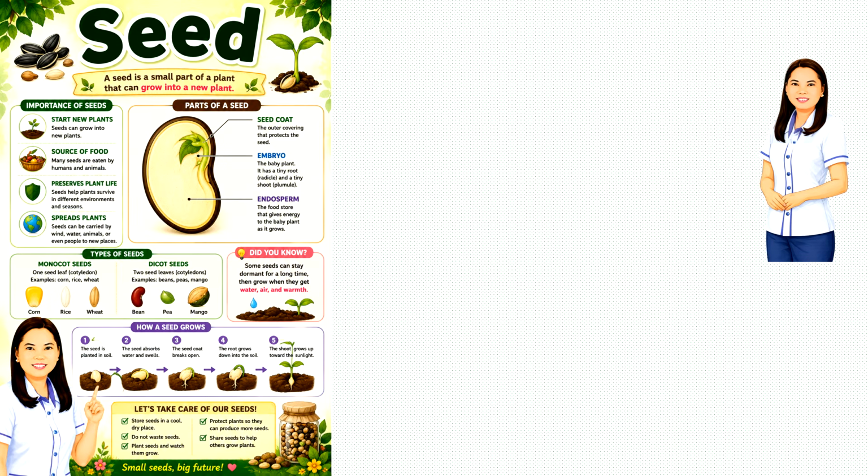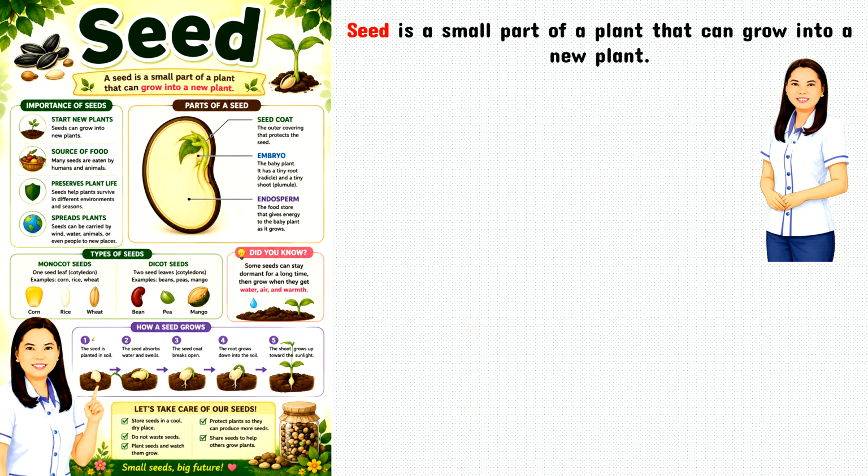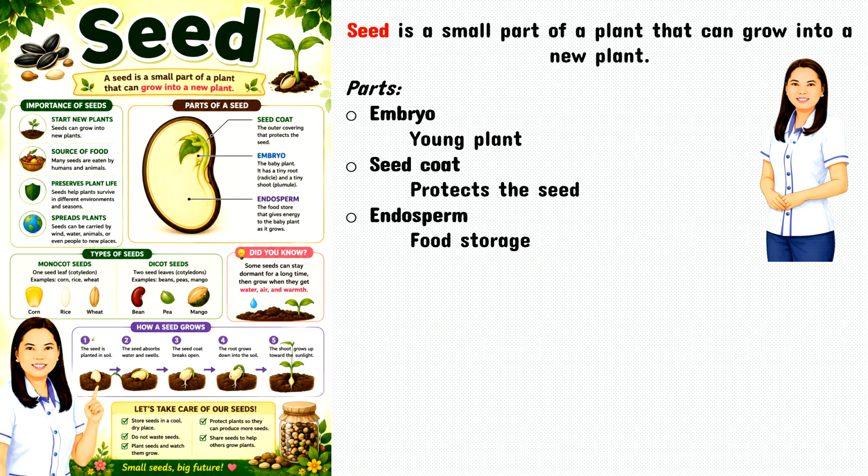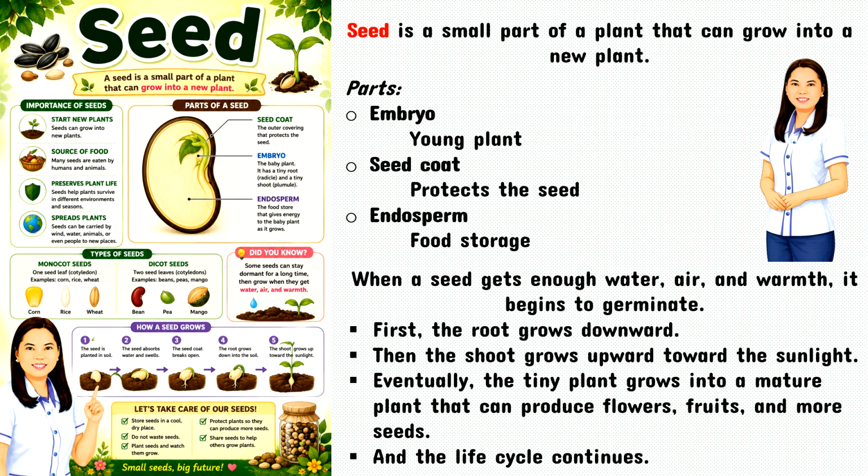Finally, let's study seeds. A seed is a small part of a plant that can grow into a new plant. A seed contains a tiny baby plant called the embryo. It also has a seed coat which protects the seed, and an endosperm which stores food for the baby plant. When a seed gets enough water, air, and warmth, it begins to germinate.